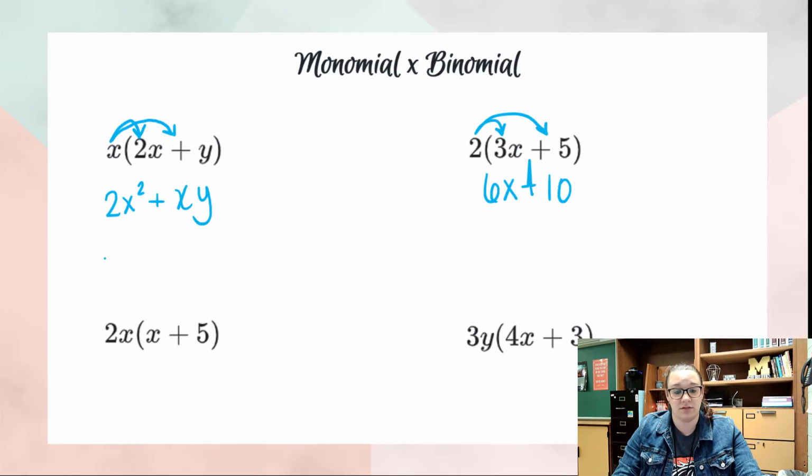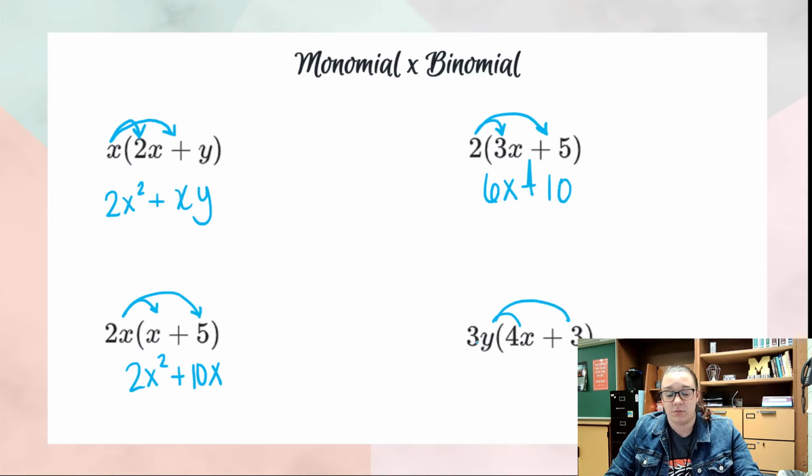Okay, hopefully you paused and tried. Let's see how you did. For the first one, you should have had 2x squared plus 10x. And for the second one, 3 times 4 is 12. X times y is xy. And 3y times 3 is 9y.